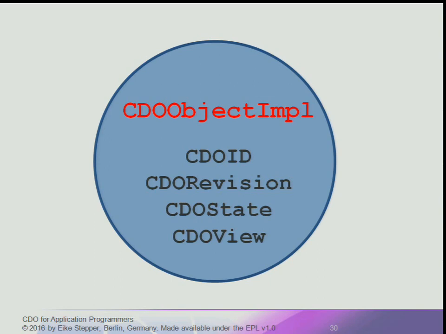So these native CDO objects have just 4 fields in Java. That is the technical ID, that is this revision pointer that we saw on the previous slides that can easily be switched between the different revisions. It has a pointer to the view that maintains this object, and a state.